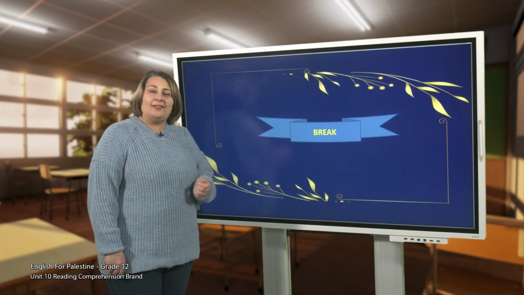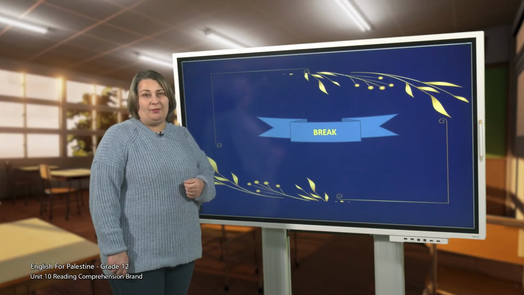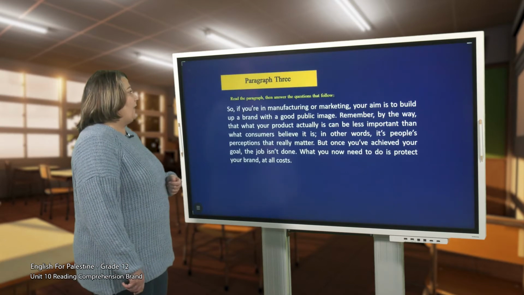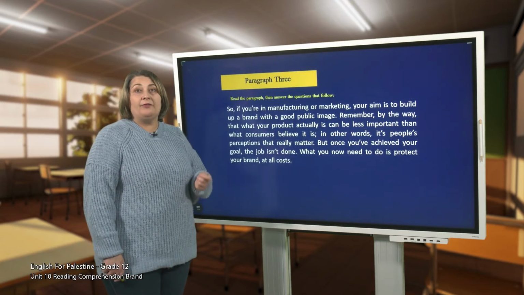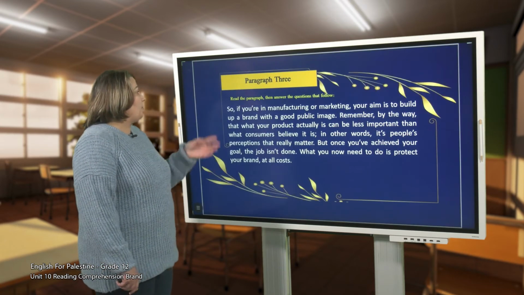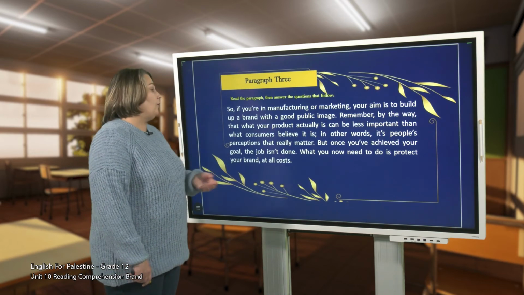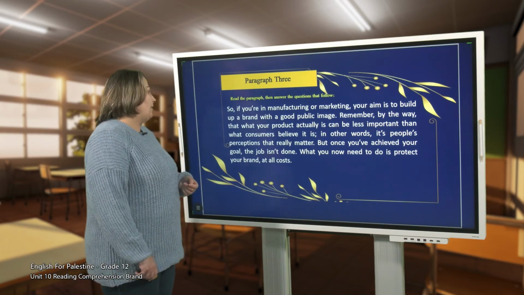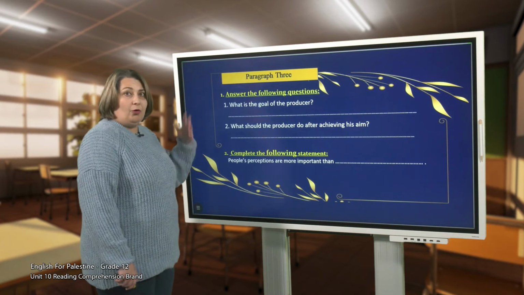Okay, hello again. Let's complete what we have started before. So now we're going to start with paragraph 3. As you can see, we are going to read the paragraph and then we'll answer some questions. Now let's move to the questions before starting reading.